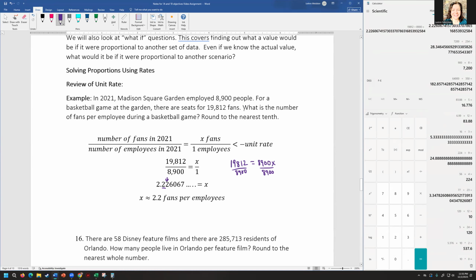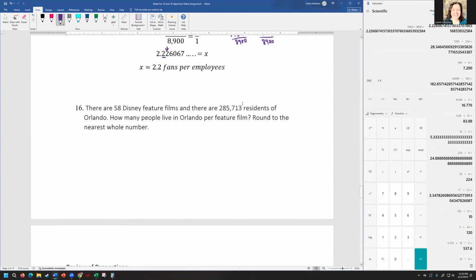Okay, so now we're going to set up one from scratch and see how this works. It says there are 58 Disney feature films and there are 285,713 residents of Orlando. How many people live in Orlando per feature film? So notice they're putting people per film. So I'm going to call that feature films.